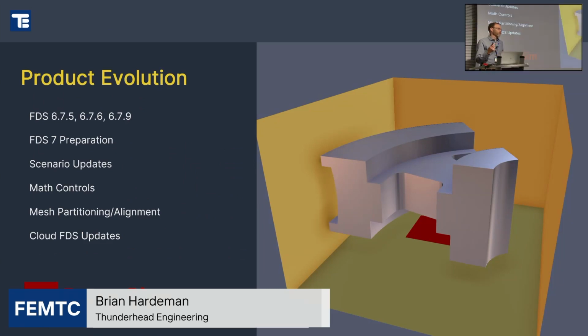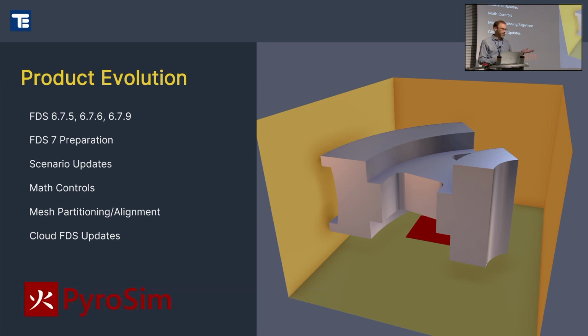I'll start with just a little bit of evolution of our products over the last couple of years. PyroSim, which is our interface for FDS, has been trying to keep up with the FDS releases that have come out. So 6.5, 6.6, or 6.7, the 6.7 series, I guess, of FDS. There's a lot of things. I won't go into detail over the support for those. Constantly been waiting on FDS 7, so we're trying to prep and be ready for that. And some various other things I'll cover here.